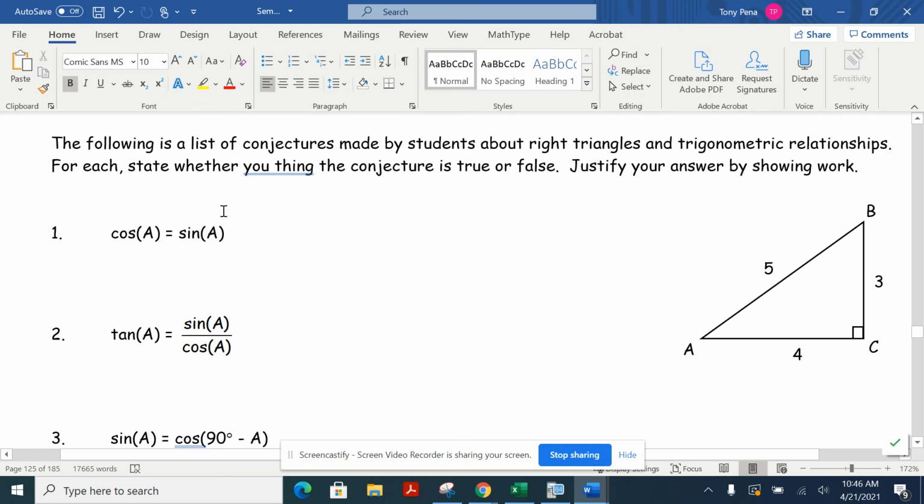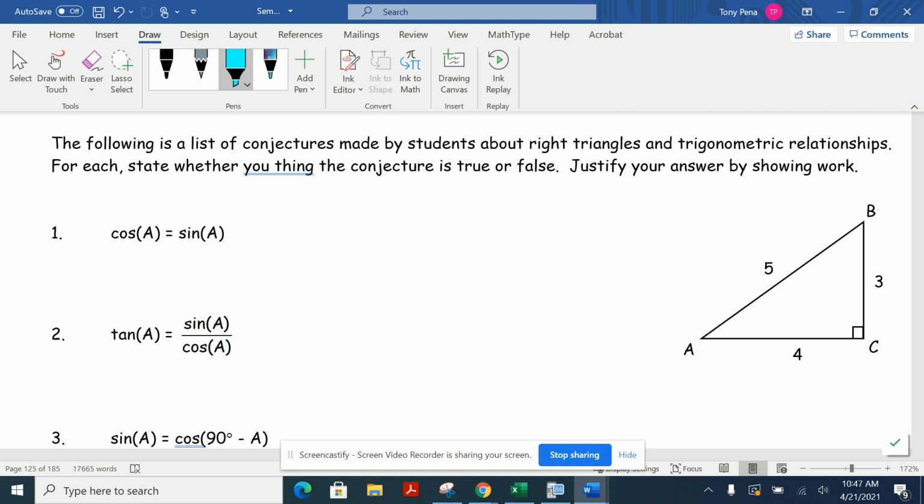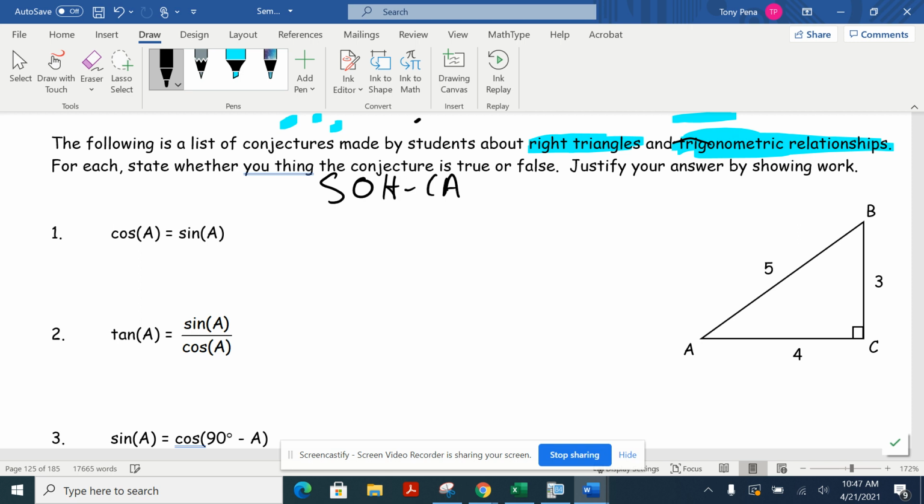And what you're finding then, if you've gotten to this page, it says the following is a list of conjectures. Conjectures are just kind of hypotheses, educated guesses made by students about right triangles and their trigonometric relationships. So a couple things right there vocabulary wise. The trig relationships that we're setting up right now apply to only right triangles. And what those trig relationships are is what we did yesterday when I had you write down the little phrase SOHCAHTOA. So that's what this phrase is referencing.